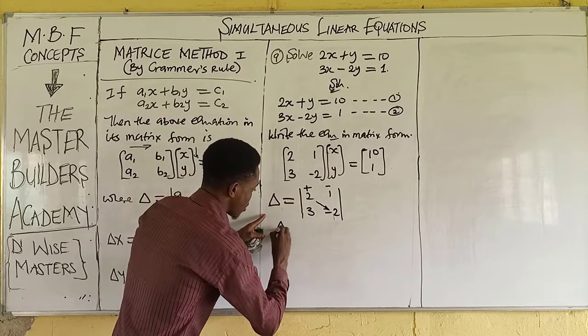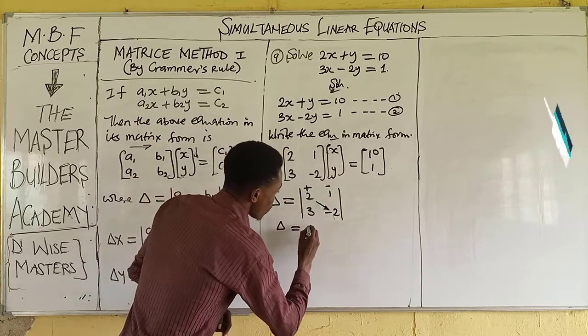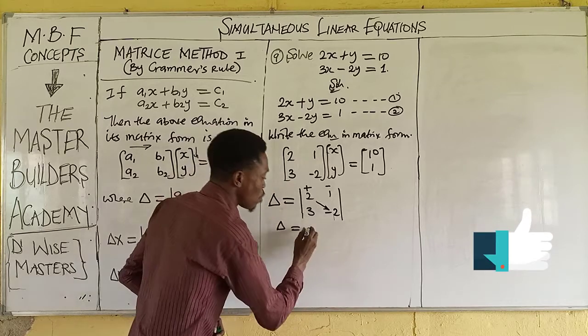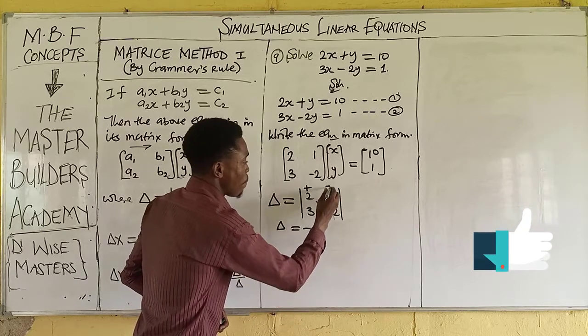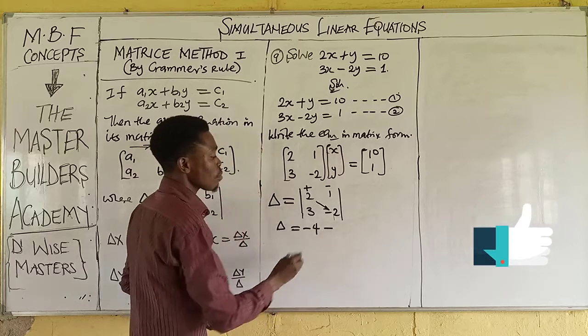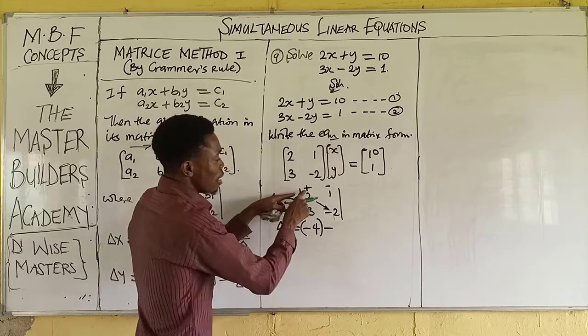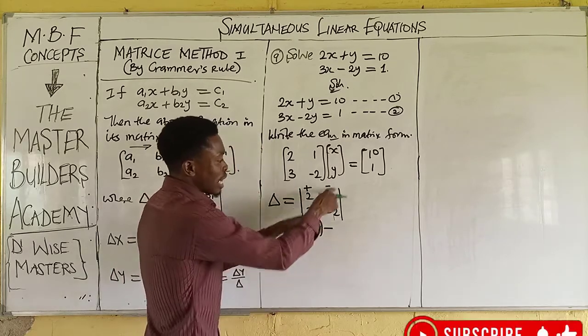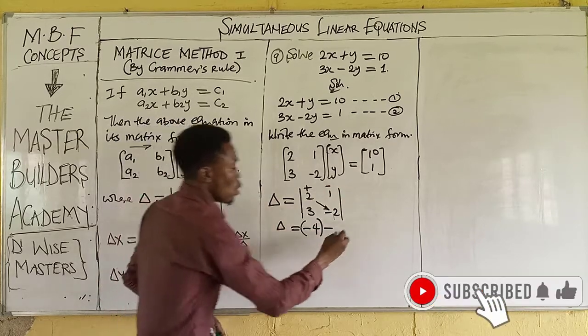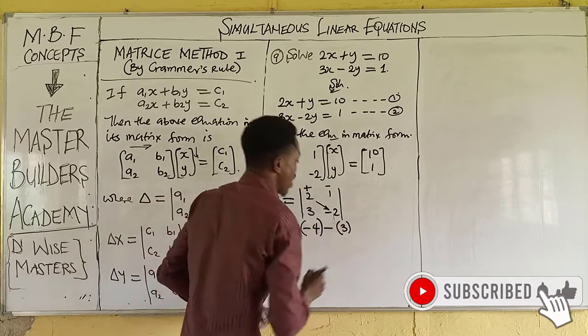So we are going to have this as 2 times minus 2, guys, will give us minus 4. Then put down this minus. Okay, let's assume we put this in bracket. This times this is this value. Then this one times this 3 would have given us what? 3. It's as simple as this.